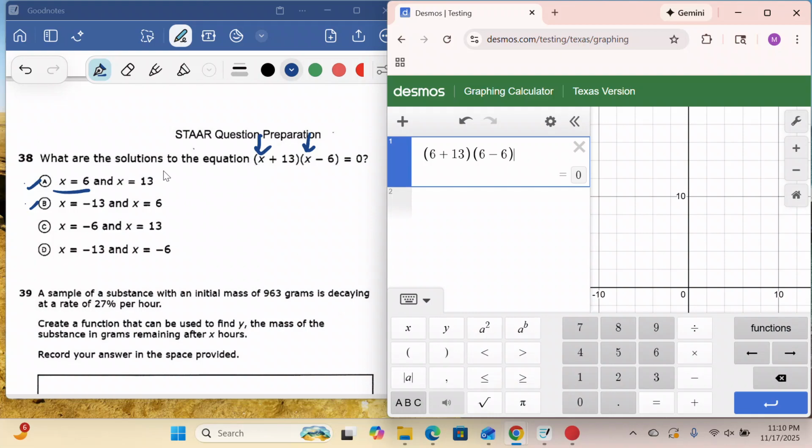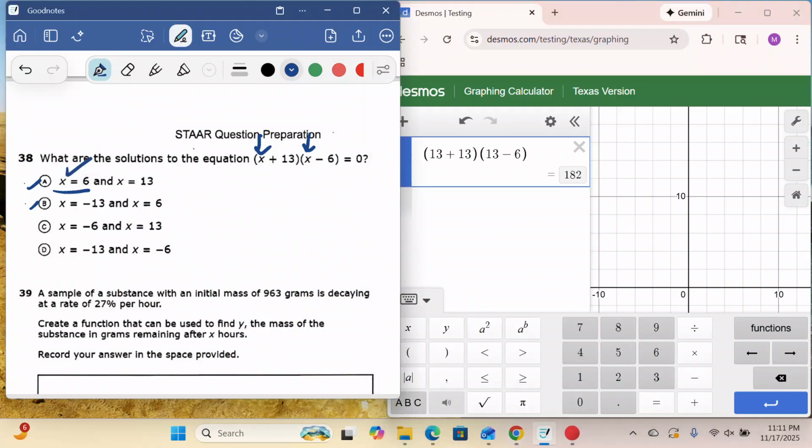I want to be sure. Now x is equal to 13. So instead of 6, I'm going to put 13. Just going to replace it right there, and I'm going to replace it right there. Uh-oh, doesn't give me 1, it doesn't give me 0. So here the first one was correct, this one is wrong. So again, this one would not be a correct answer.